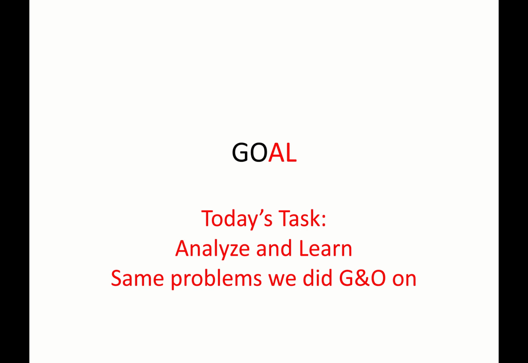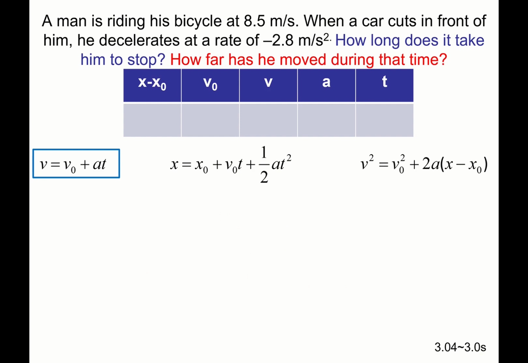Okay, so on today's quest, we're going to do the A and L steps of the GOAL technique to analyze and learn on the same problems that we did the G and O steps on. Just to remind you, we had a man riding his bicycle at 8.5 meters per second, so we put that in for V0. He decelerates at negative 2.8 meters per second squared, so we put that in for the acceleration. We said he comes to a stop, so V is 0.